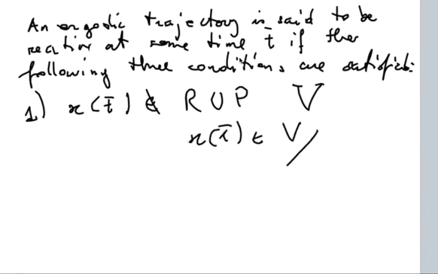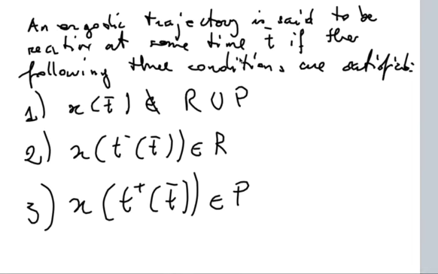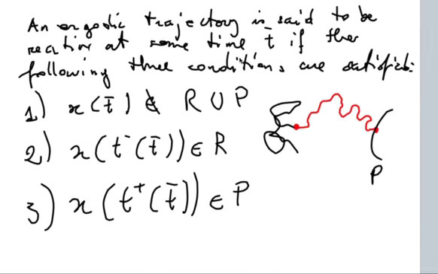Property number two, x of t negative of t bar belongs to the reactant. So in other words, the particle entered the transition region by getting out of the reactant. So at time t negative, the last time it was not in the transition region, it was in the reactant. And three, the next time it will be not in the transition region, it will be in the product. Now, if you combine these three properties together, a reactive process is one that gets out of the reactant, and the next time it is not in the transition region is by entering the product. So we really are defining a productive event.